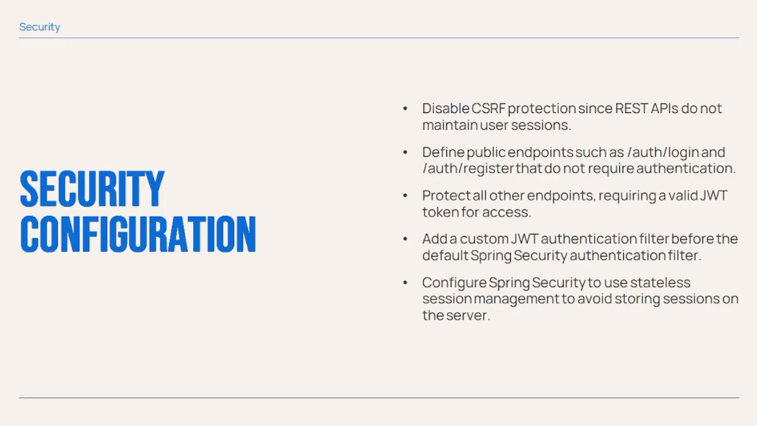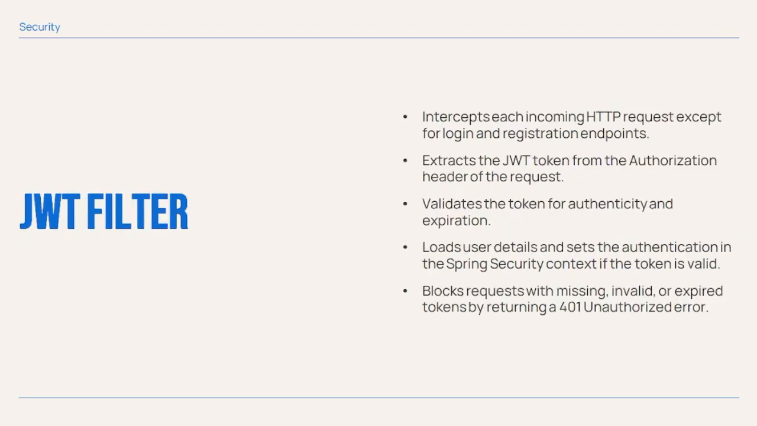Add a custom JWT token filter. That means, as I told, we can write our own filter. Make sure that before calling any of these resources, this filter executes and does the particular validation and other things. Configure the Spring security. As I told, the example which I have provided is via Spring security. JWT filter, this is what it actually does.